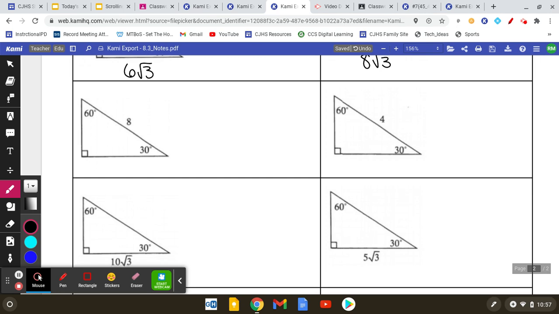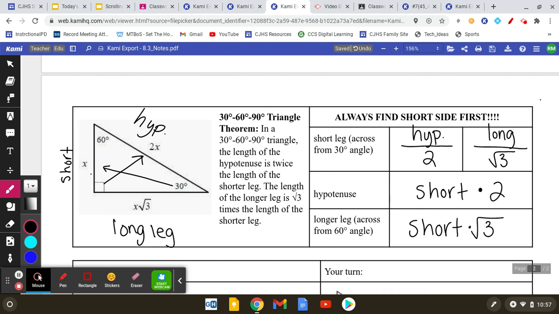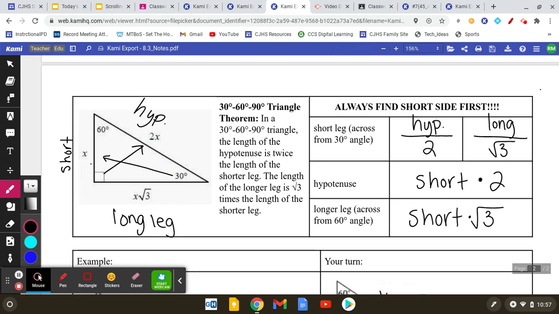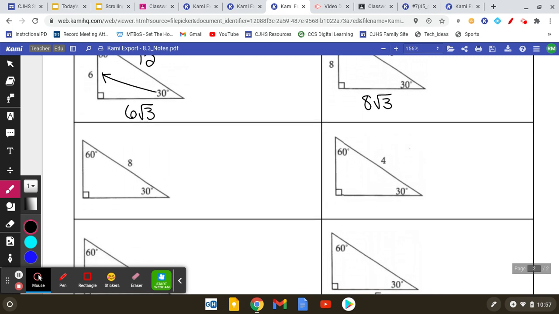Okay. Let's look at the next one. So now we are given what? The hypotenuse. What one do we need to find first? Short leg. So these are how we find these things. So we need to find the short leg. We have the hypotenuse. So what do we need to do? Divide by 2. So 8 divided by 2 is 4. So now we have the short leg. Now with the short leg, what do I do? Multiply by square root 3. Good. See if you can do the next one.